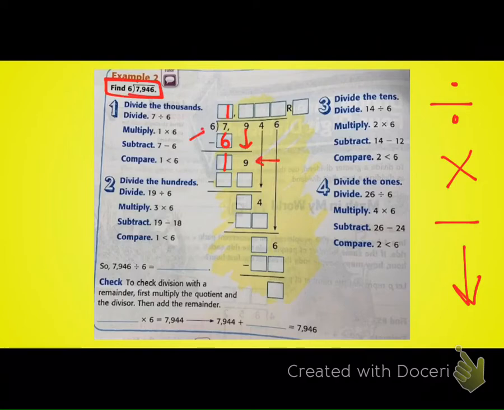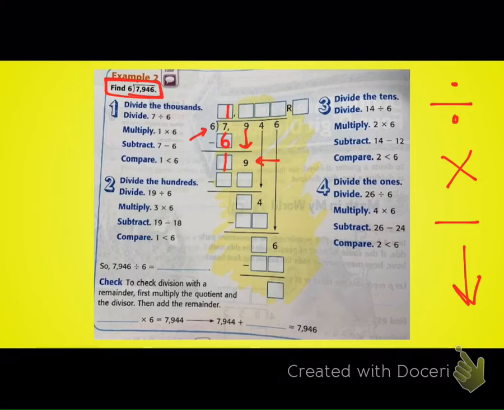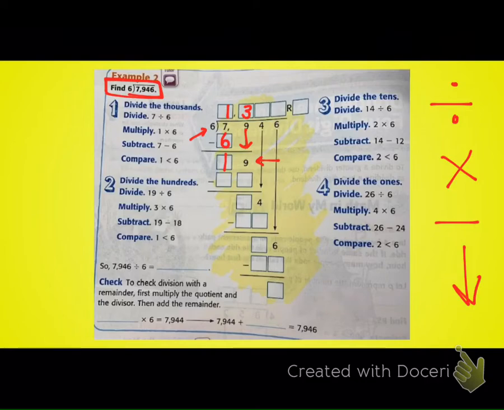19 divided by 6. What's 19 divided by 6? 3. Good, I heard you. 3 times 6 is 18. Good job. Subtract. 19 minus 18 is... And as you can see, they've already brought this 4 down for us. So we now have 1, but we have 14. Now we go ahead and divide again. 14 divided by 6. Well, that's going to be 2, isn't it?